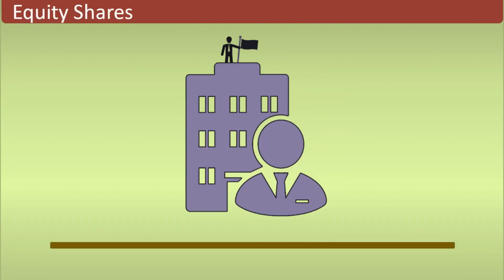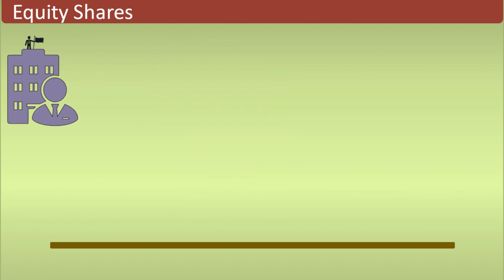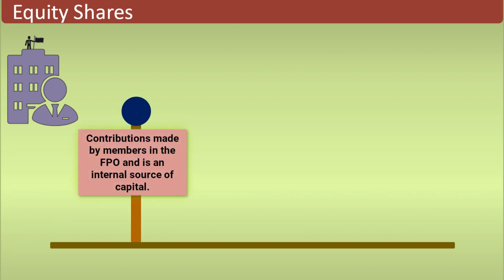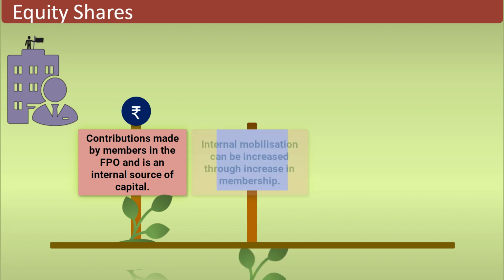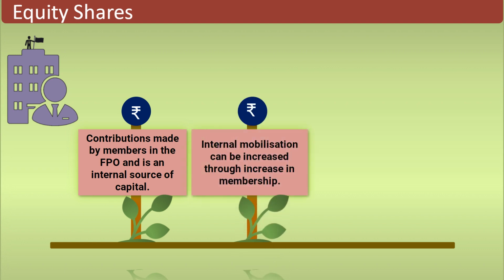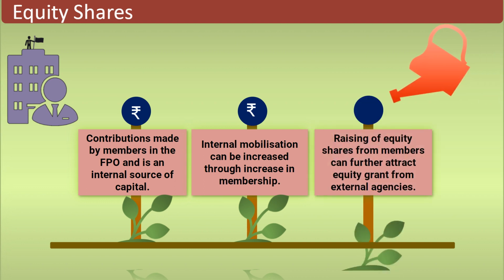Now, let us learn about another instrument, equity shares. Equity shares are the share capital of the members. It comes from the contributions made by members in the FPO and is an internal source of capital. Capital size through internal mobilization can be increased through increase in membership, modifying the share value, etc. Raising of equity shares from members can further attract equity grant from external agencies.